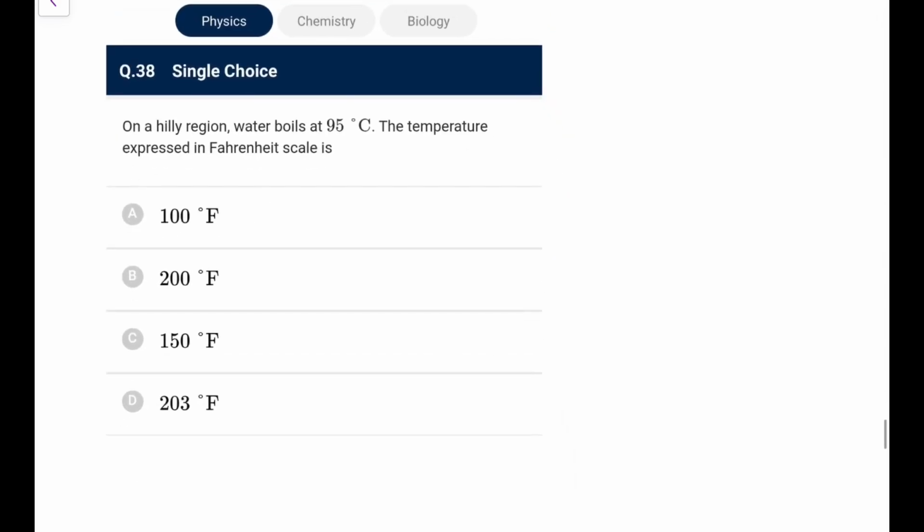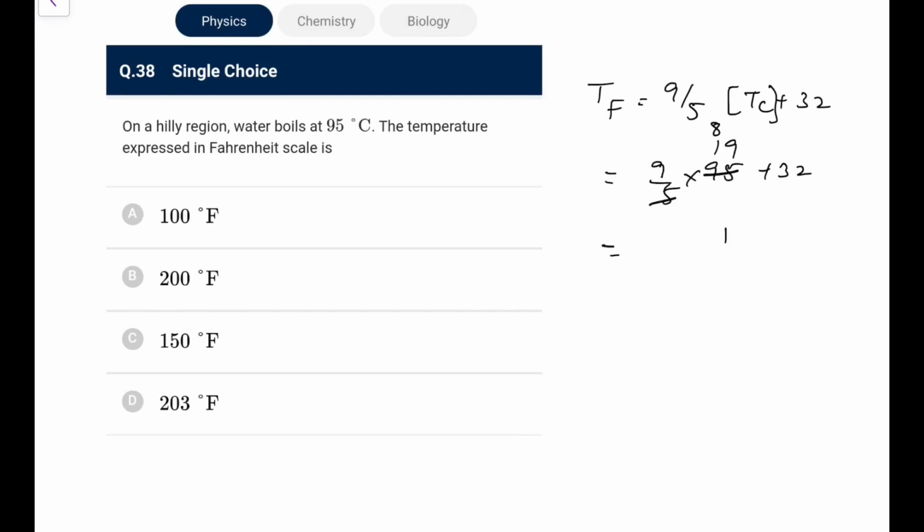Next one. On a hilly region, water boils at 95 degree. The temperature expressed in the Fahrenheit scale would be? So in Fahrenheit, you can directly write, you have this relation. T in Fahrenheit is 9 by 5 of Tc plus 32, that is what you remember. So it is 9 by 5 into 95 plus 32, that is what you write. 9 fives are 45, 5 nines are 9, 9 ones are 9, that is 171, plus 32. So it is 203 degree Fahrenheit.